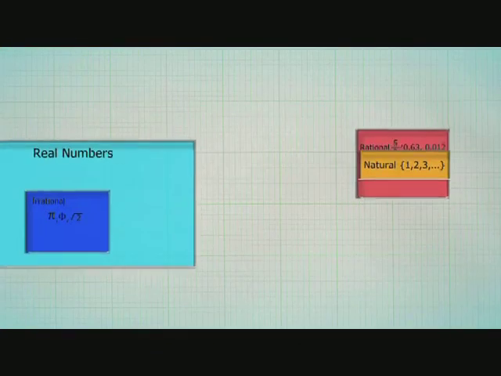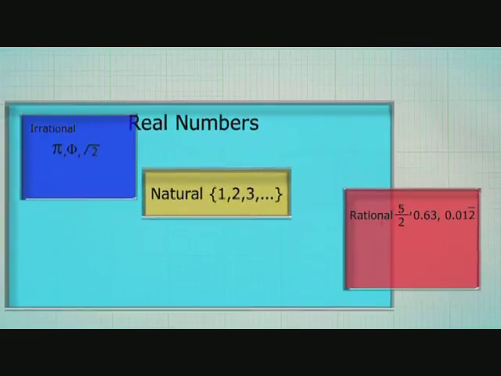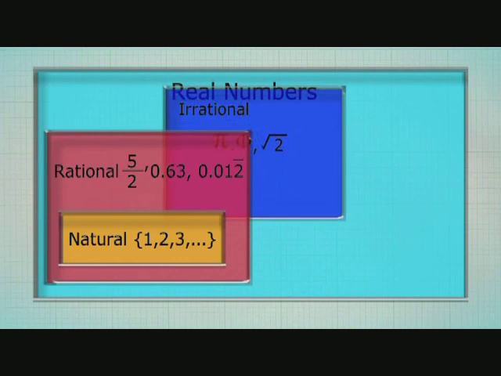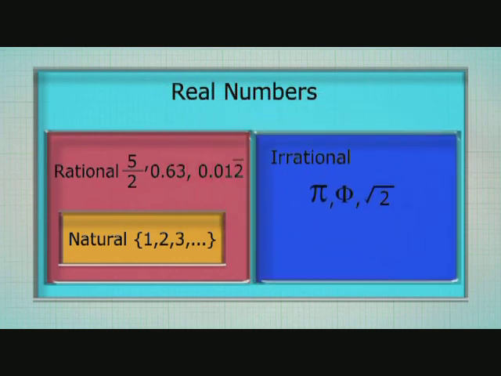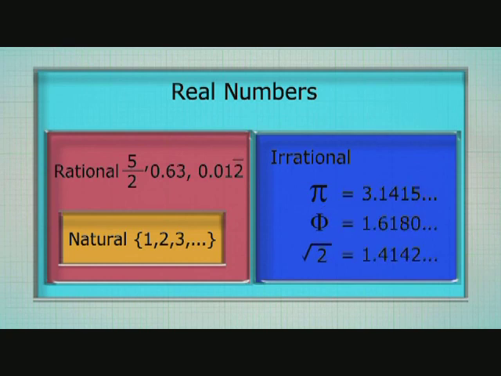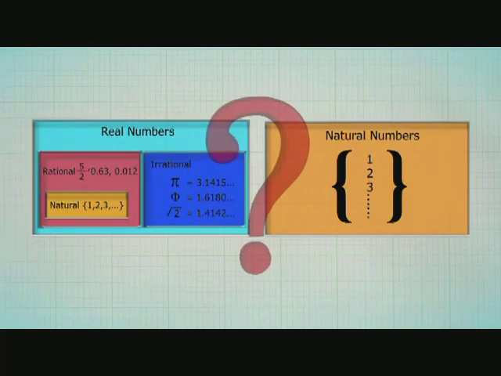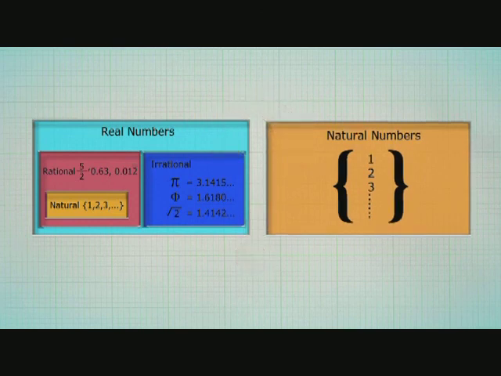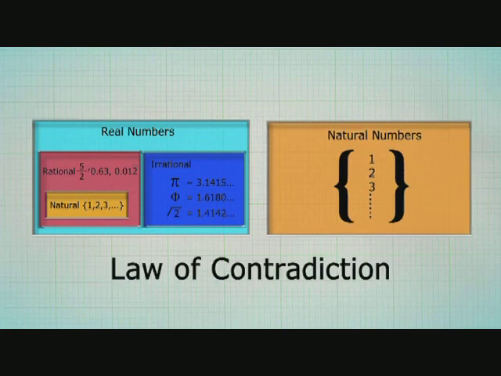Now, let's move to another set of numbers known as real numbers. This includes all the natural numbers, all the rational numbers, as well as all the irrational numbers like pi, phi, and the square root of 2. Now, these numbers are expressed as a number with an infinite number of digits after the decimal point. Does this set have a one-to-one correspondence with the natural numbers? The way we can prove this is not possible is by presuming it is true and showing that it is not possible. It's a method known as contradiction.